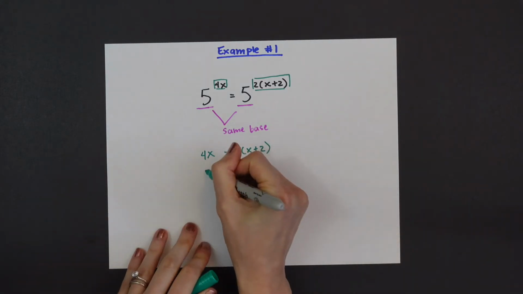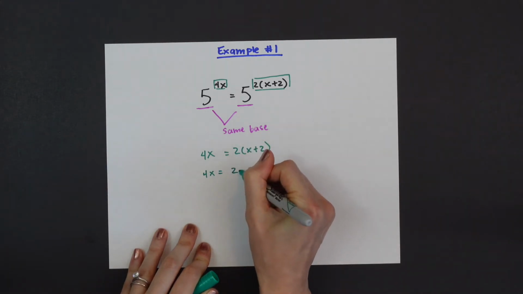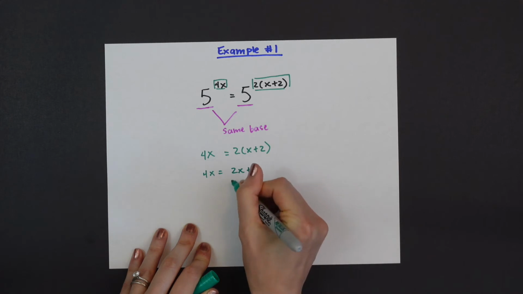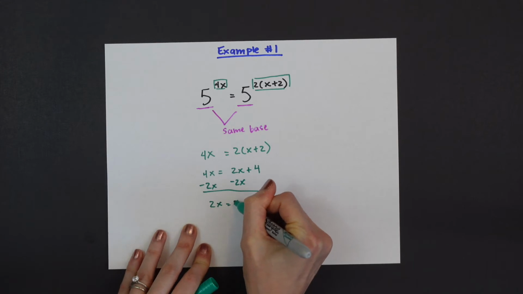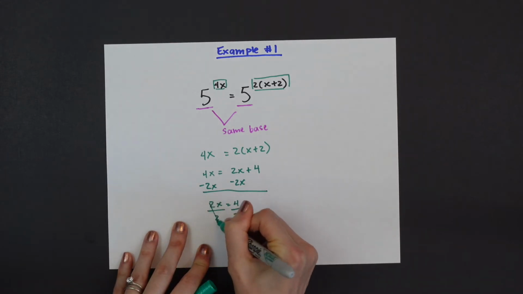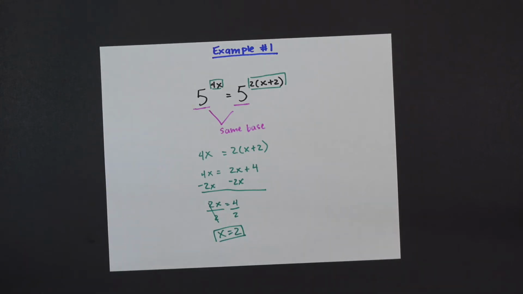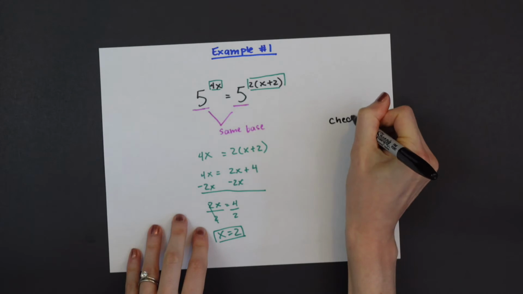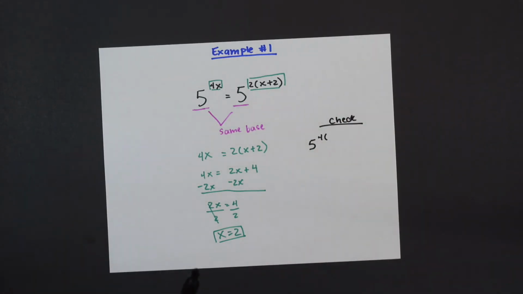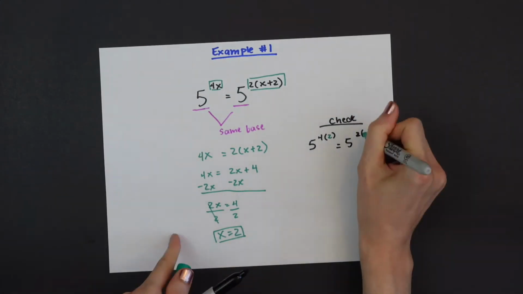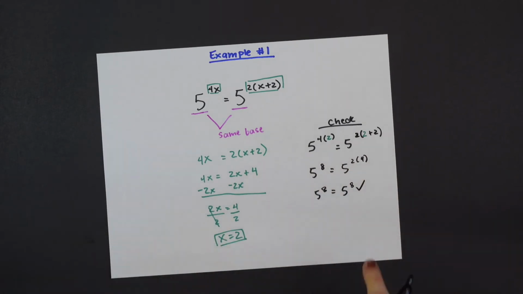And all we need to do is solve for x like we would any other normal algebra problem. So let's just do that. We have 4x is equal to 2 times x plus 2. Notice this needs to be distributed, so we're just going to do 2x plus 4 and subtract 2x from both sides. And we get 2x is equal to 4. Divide by 2 on both sides and we get x equals 2. And that's our answer. On the side, if you want to check it, you'll see that it works out. You can see that this checks out perfectly.